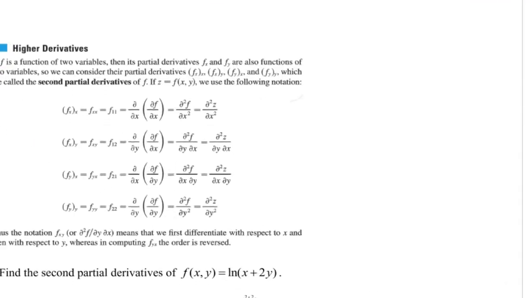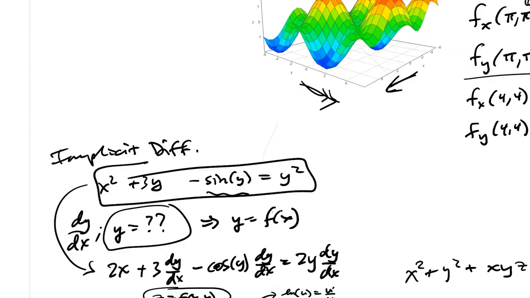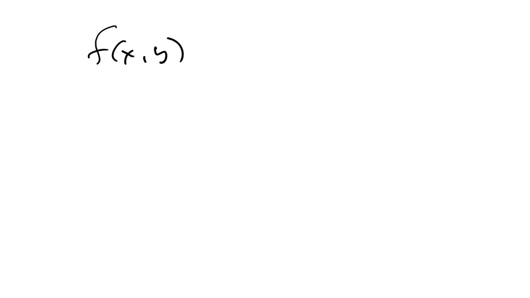Higher derivatives now. So you have second derivatives and mixed derivatives this time. If you take the derivative with respect to x first, and then you take it again, we're going to write it a certain way. So if you have f of xy, then the first partial derivative with respect to x is written f sub x. Then the second one is f sub xx.